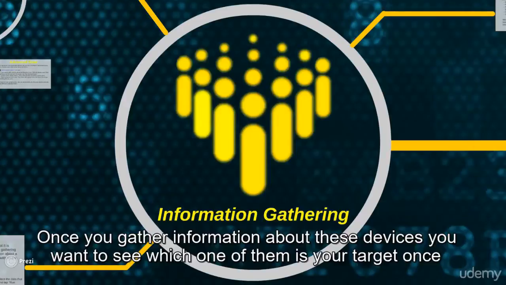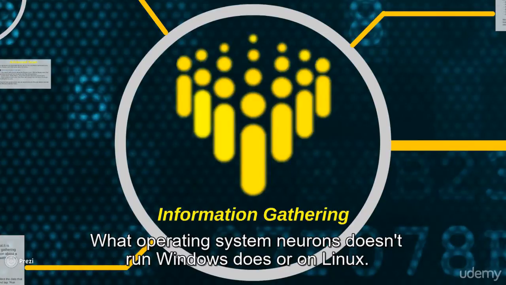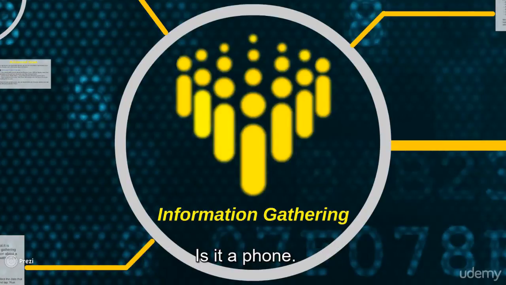Want to see which one of them is your target. Once you lock target, you want to be able to know what IP address it is, what operating system it runs. Does it run Windows? Does it run Linux? Is it a phone? If it's a Windows, what version of Windows?